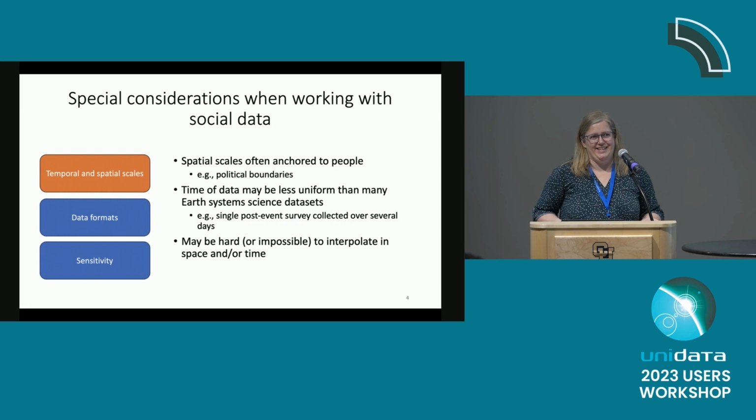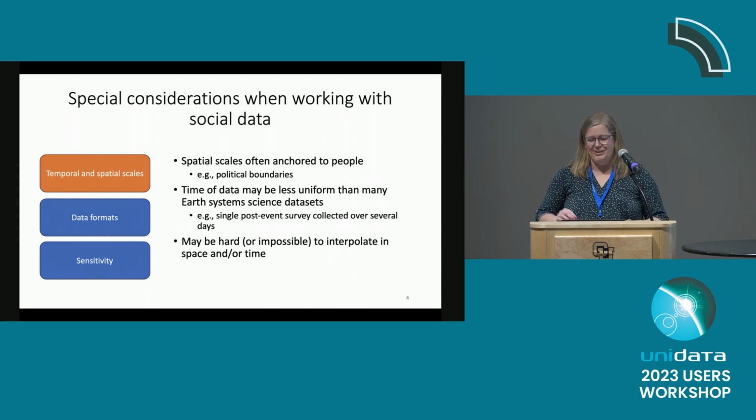The timing of this data and the data collection, it tends to be a little less uniform for a lot of these data sets than some of the Earth system science data sets we might be used to. An example would just be a single survey. These sorts of research projects go on all the time where we do surveys, say post-event. And that kind of data is going to be a lot different. We have to treat it a lot differently than some of the data sets we're used to.